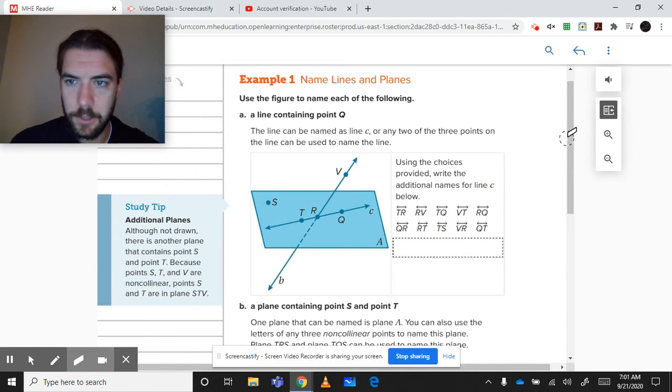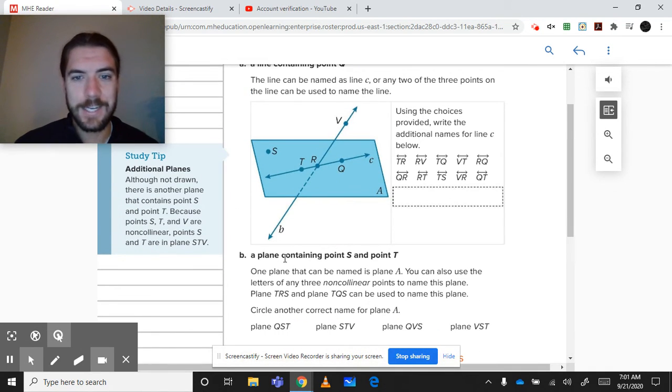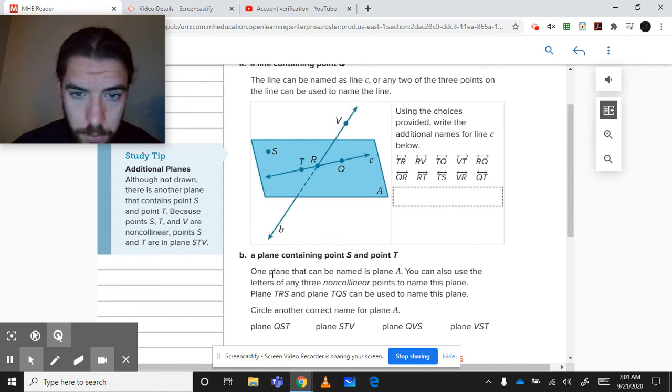Okay, what about part B here? In part B, we're saying we want a plane containing point S and point T. So S and T, and it needs to be a plane. Okay, so let's just read this. One plane that can be named is plane A, right? That's the one that's already drawn. You could also use the letters of any three non-collinear points to name this plane. As long as they're not in a straight line, you can define this plane.